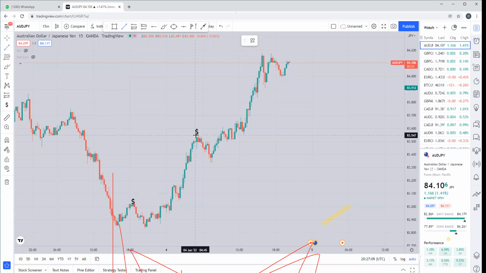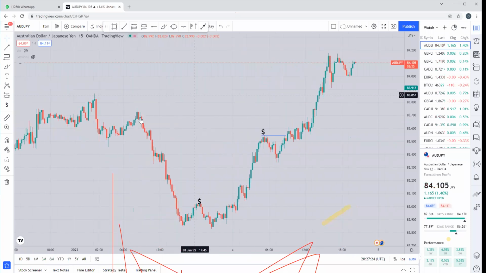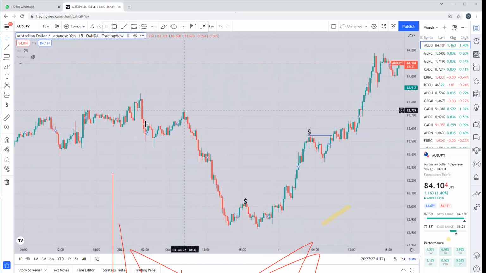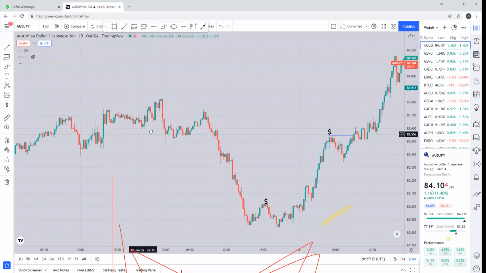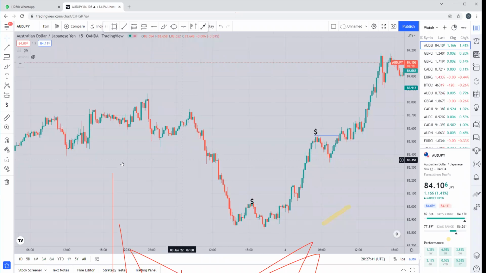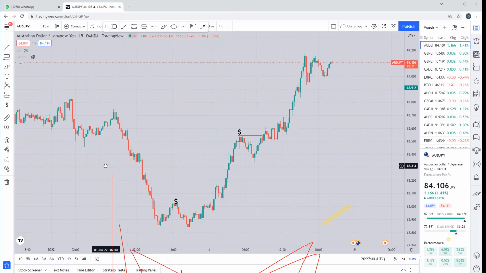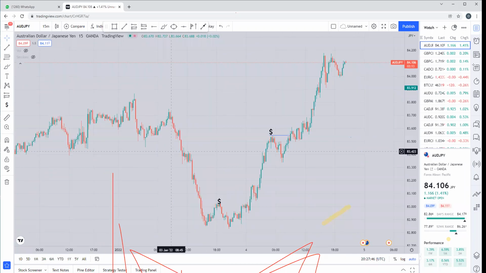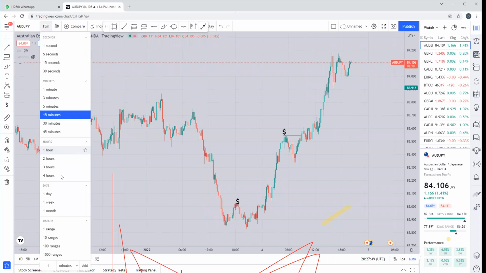Your zone is the area that initiated a major move. Let me say that again. Your zone is the area that initiated a major move. Your zone is the foundation of a major move. I have a reason why I'm repeating that.